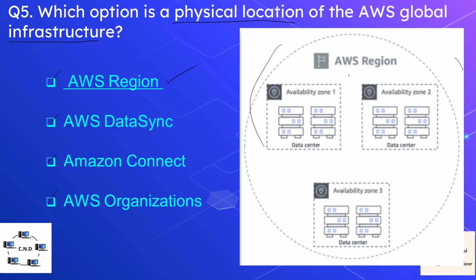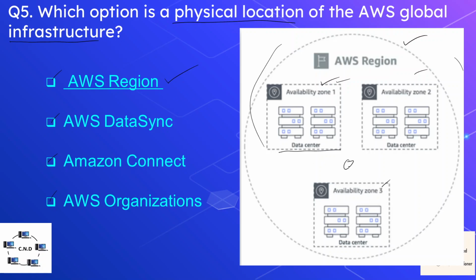Here we can see that in this specific scenario we have availability zones 1, 2, and 3, and then inside each availability zone we have multiple data centers. So we have 3-tier redundancy. One is the AWS region, then the availability zone, and then the data center.